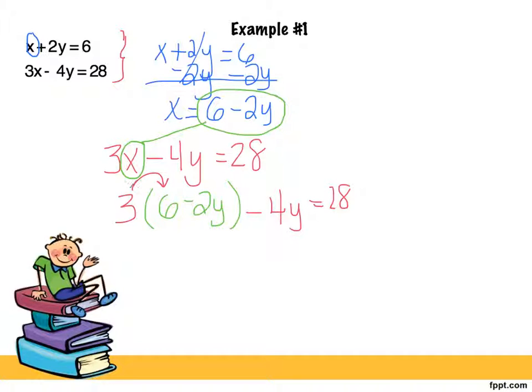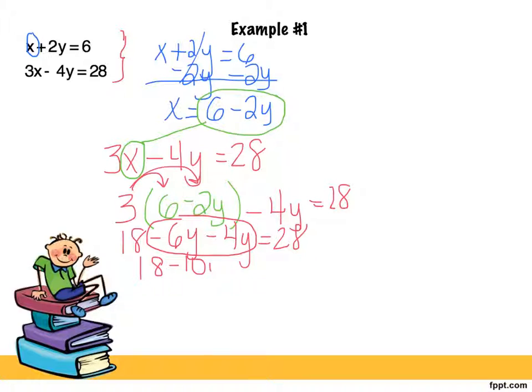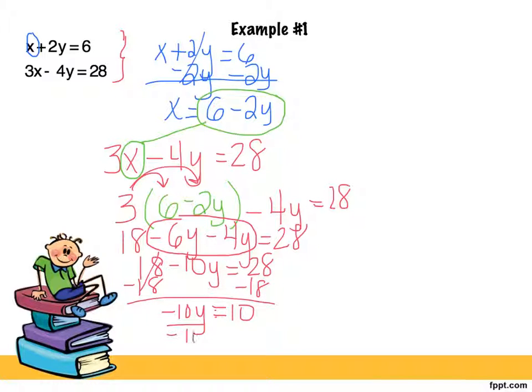We distribute across, so we'll have 18 minus 6y minus 4y equals 28. Combine our like terms. 18 minus 10y equals 28. Subtract our 18 from both sides. Negative 10y equals 10. Divide by negative 10, divide by negative 10, and we get y equals negative 1.